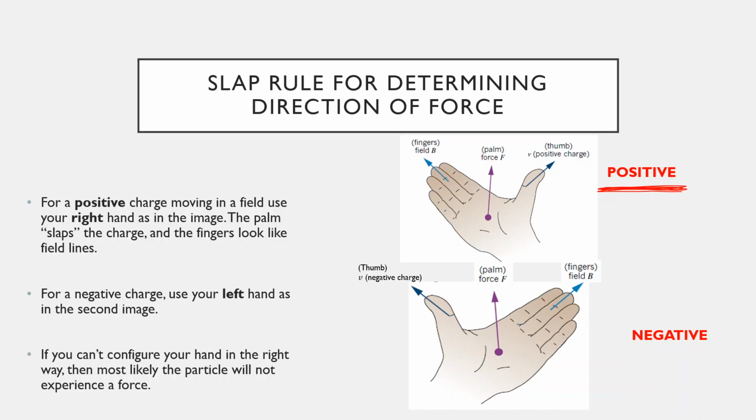If you can't configure your hand in this way, then it's most likely that the particle is not going to be experiencing a force. Take for example a particle that's moving parallel to the field. It's not possible for you to really make this hand gesture if that's the case. Your thumb needs to be perpendicular to your fingers in order for this to work, which indicates that the charge needs to be moving perpendicular to the field. So the slap rule is used to determine the direction a moving charge will experience a force if it's moving through a magnetic field.